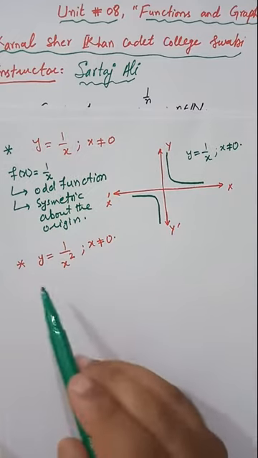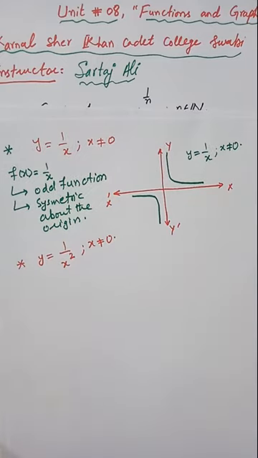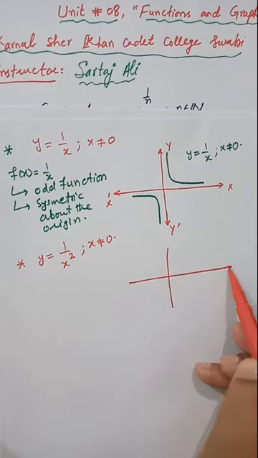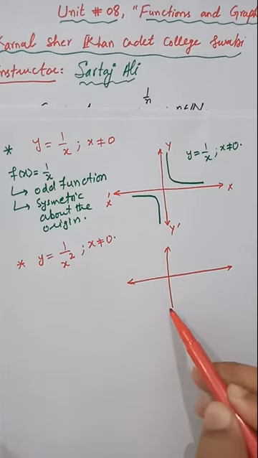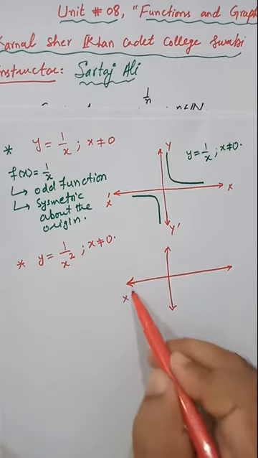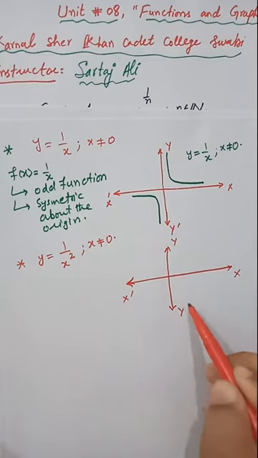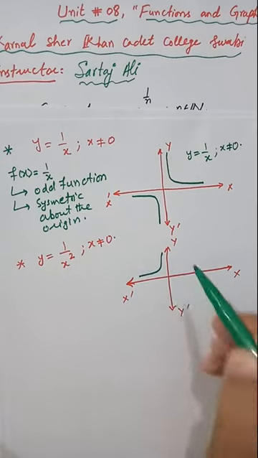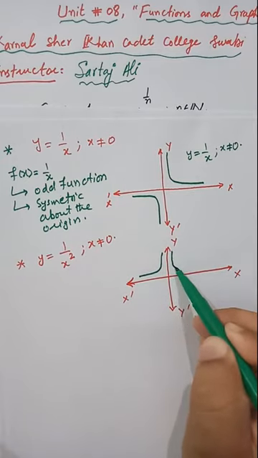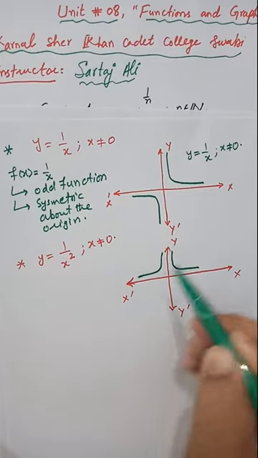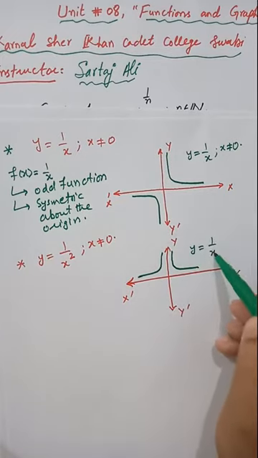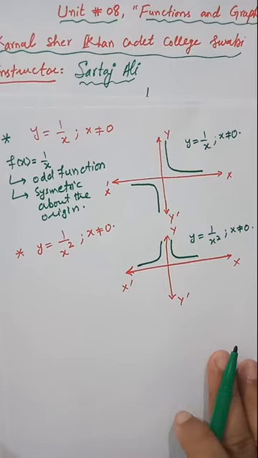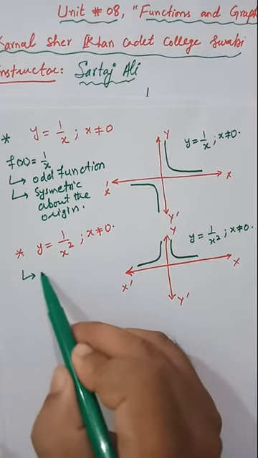Now y is equal to 1 divided by x square. So the graph of this function must be in this fashion. This is the graph of y is equal to 1 divided by x square, x is not equal to 0. This function is an even function.